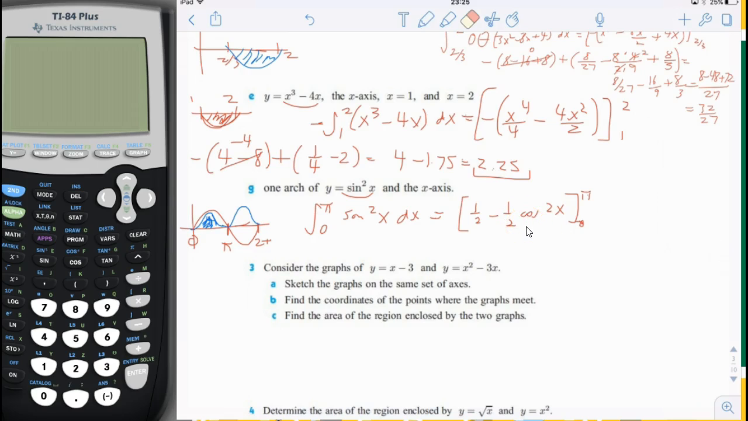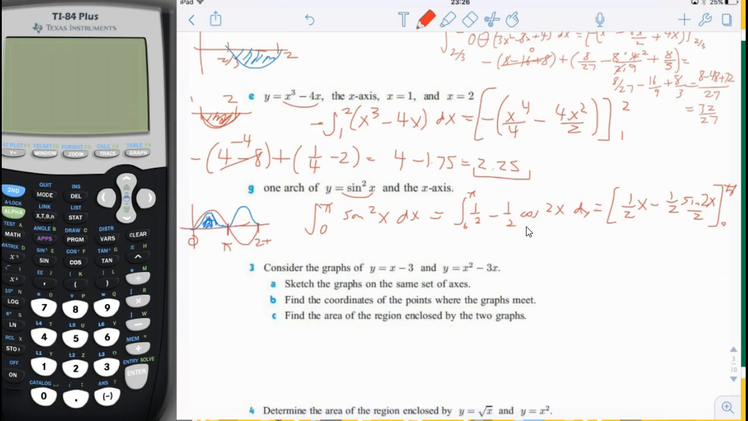Oops, I made a mistake here. We haven't taken the integral yet. We've only substituted in. So we're going to take the integral from 0 to pi, and that'll turn into 1/2 x minus, what is the integral of cosine 2x? It would be sine 2x divided by 2, and then we'll evaluate that from 0 to pi. Does that work out? Cosine 2x, chain rule. Yeah, I think that works out.